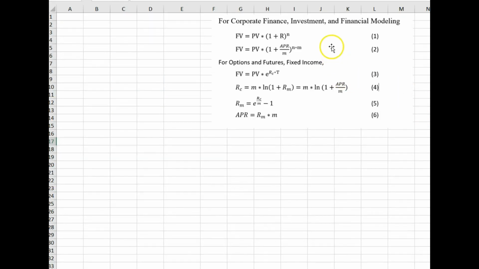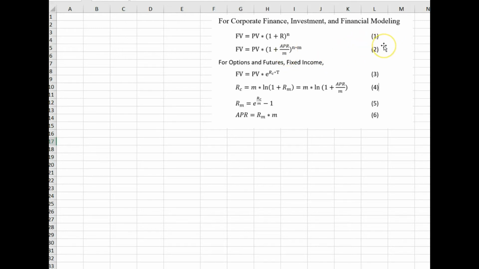Equation number 2, actually here it shows how to calculate the effective rate. For example, APR is 10%, compounding semi-annually. So M is 2. So 10 divided by 2 is 5%. So the effective semi-annual rate is 5%.